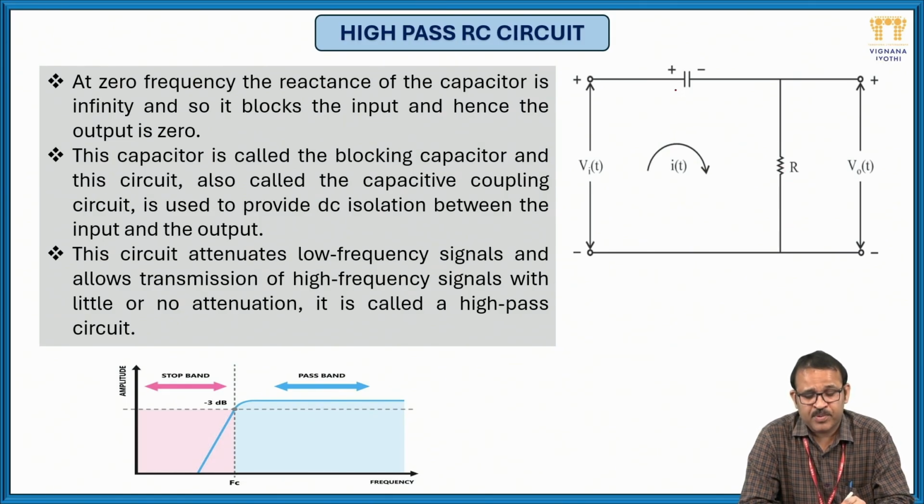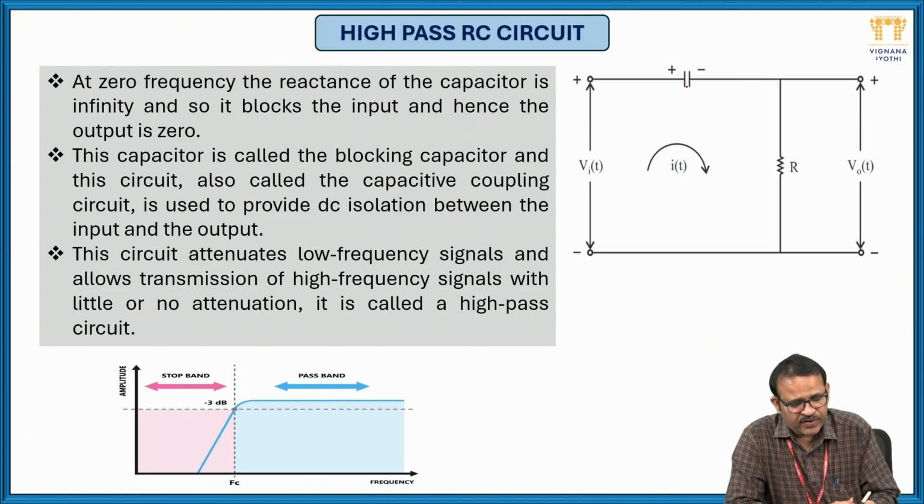Here the reactance of the capacitor is frequency dependent. At zero frequency, the reactance of the capacitor XC is infinity, and so it blocks the input and hence the output is zero. This capacitor is called the blocking capacitor, and this circuit, also called the capacitive coupling circuit, is used to provide DC isolation between the input and the output. So this circuit attenuates low frequency signals and allows transmission of high frequency signals with little or no attenuation, and is called the high pass circuit.